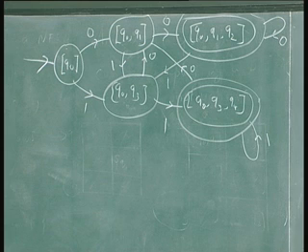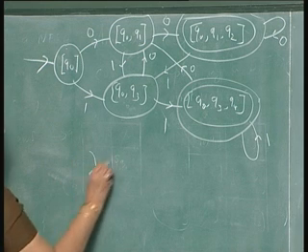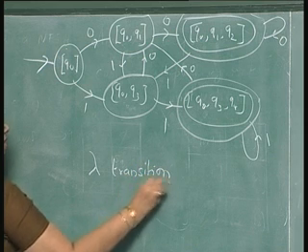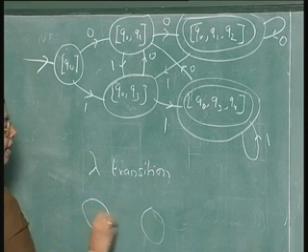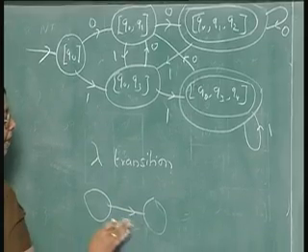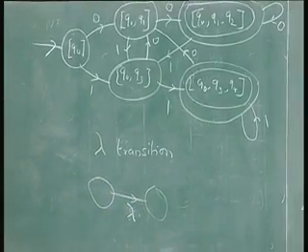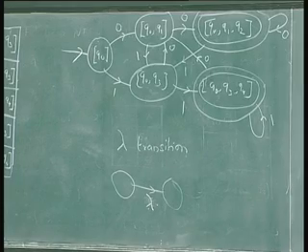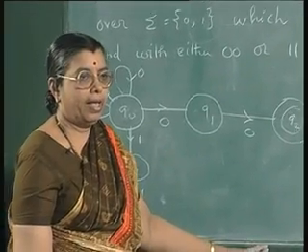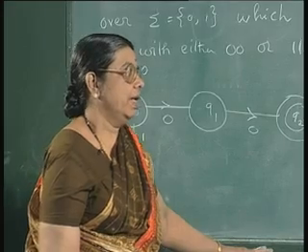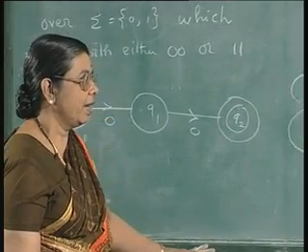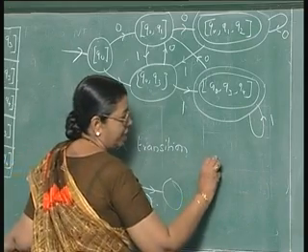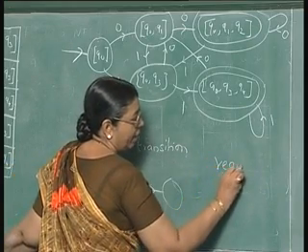We can also have lambda transitions, where from one state by reading a lambda, or an epsilon, you can go to another state. And even with this facility, the power of the finite state automaton will not be increased, it will accept only regular sets. The set accepted by a non-deterministic automaton or deterministic automaton is called a regular set.